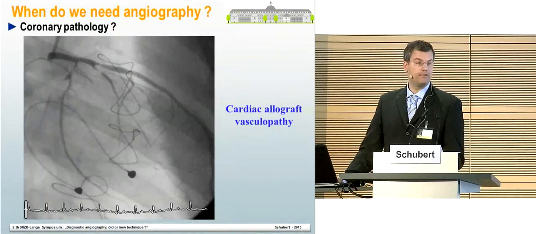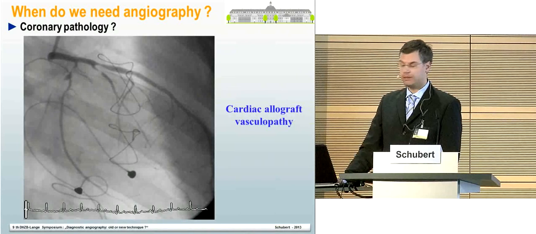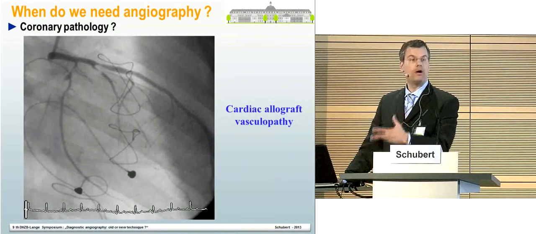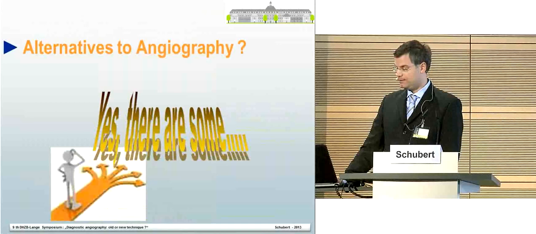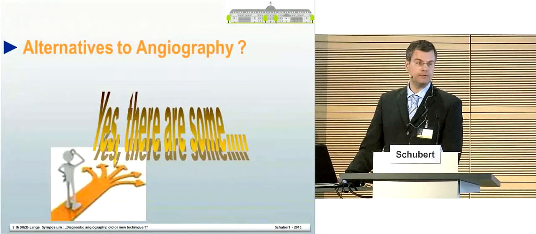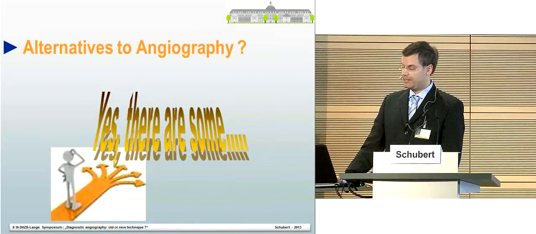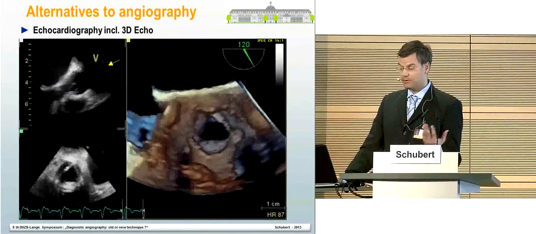And we have coronary vasculopathy in the patients after transplant, where we also need to know within the follow-ups how the coronary performance is, how the coronary vessels are performing, and how or if we can exclude or confirm stenosis in these vessels. So another question is if there are any alternatives to angio, and I think yes, there are, as I already mentioned, and as we already heard.